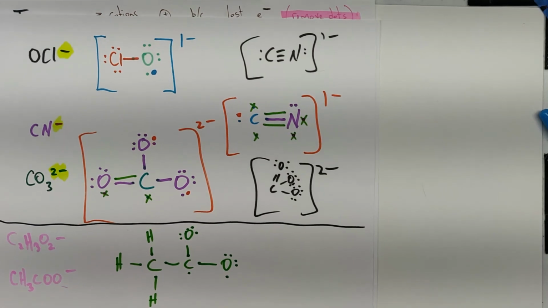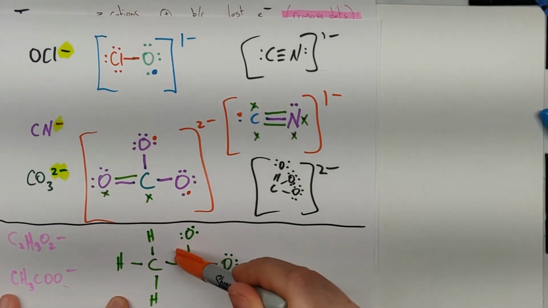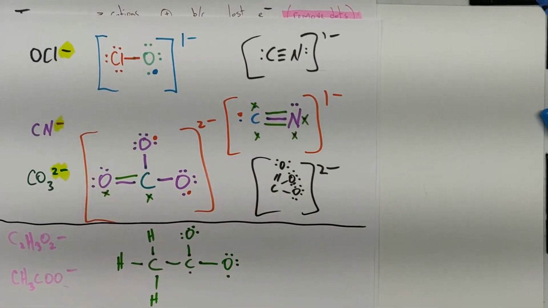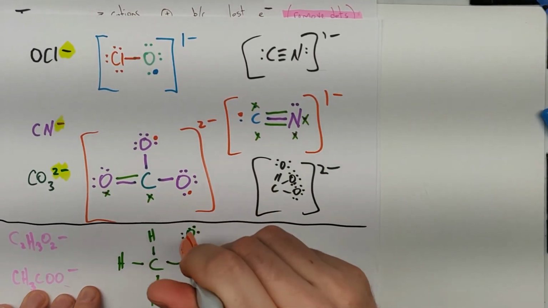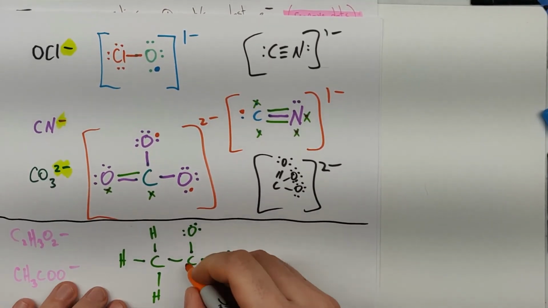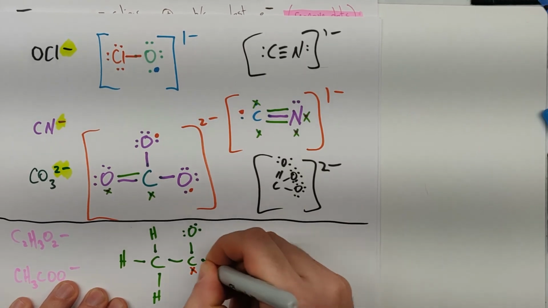Are there any other bonds we can form? Well, this carbon's good, 2, 4, 6, 8. Hydrogens are good with 2 each. This carbon, 2, 4, 6, 7. That's not enough. Oxygen, 2, 4, 6, 7. Oxygen, 2, 4, 6, 7, right? So we can make use of these other available potential bonding locations.